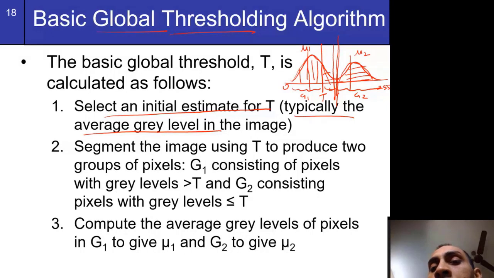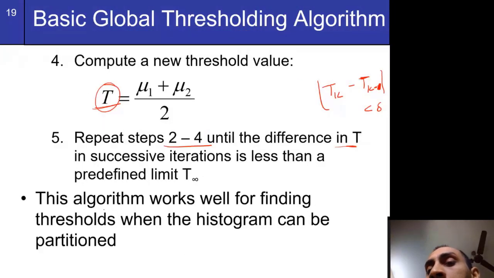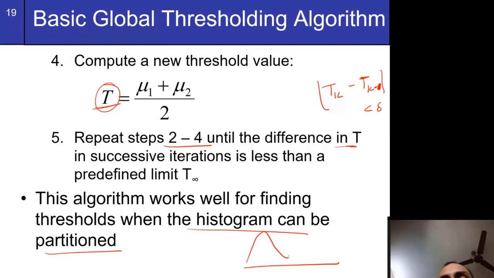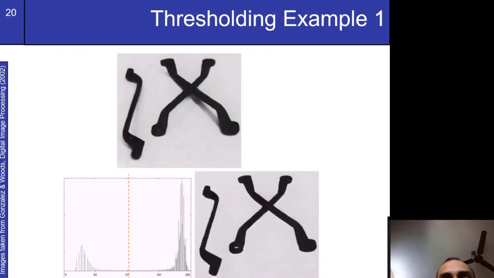bimodal distributions. So this is one mode and this is another mode of the distribution. So this works well for finding thresholds when the histogram can be partitioned. This algorithm will work well if you have a good histogram like we have shown here, where you have one distribution somewhere here, another distribution somewhere here. Then this will always end up finding a threshold value in between these two. And some examples are shown here.